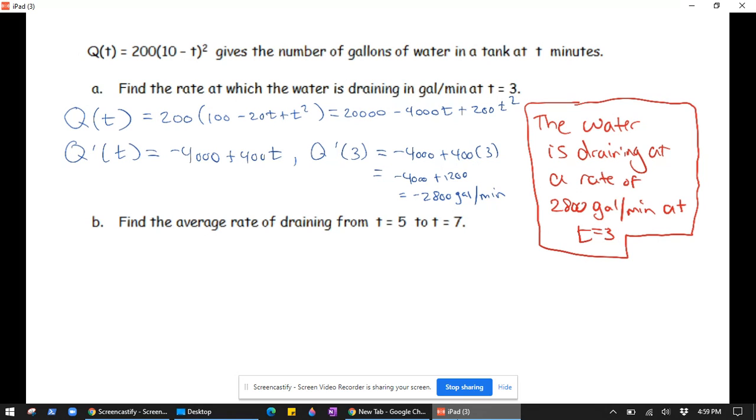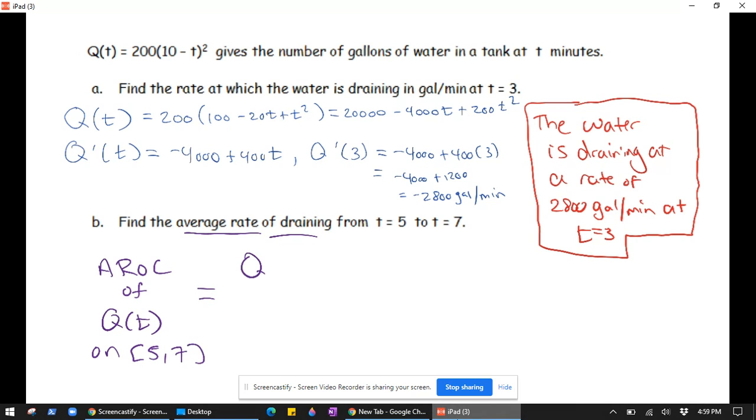Okay, what about part B? It says to find the average rate of draining from t equals 5 to t equals 7. So an average rate of draining would be an average rate of change. That's not a derivative, it's the slope of a secant line. So it's the average rate of change of our function on the interval 5 to 7. That's what we want. So that's going to equal Q of 7 minus Q of 5 divided by 7 minus 5.